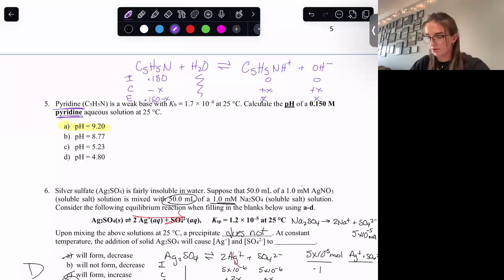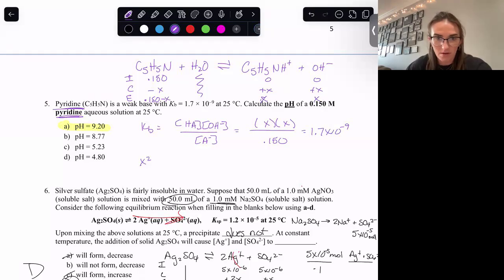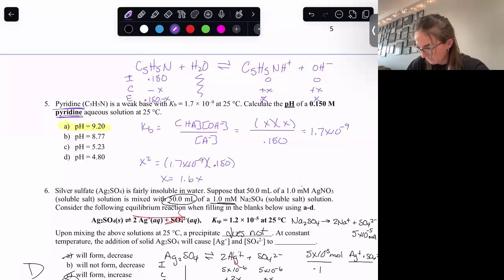And then we can use the Kb, because Kb is your conjugate acid times your OH minus over your base. So this is X times X over 0.150. We don't have to use that X, we can use the approximation. We can just say that it's negligible, and that will be equal to 1.7 times 10 to the negative 9. So what this equals is that X squared will equal 1.7 times 10 to the negative 9 times 0.150. So X will equal 1.6 times 10 to the negative 5.